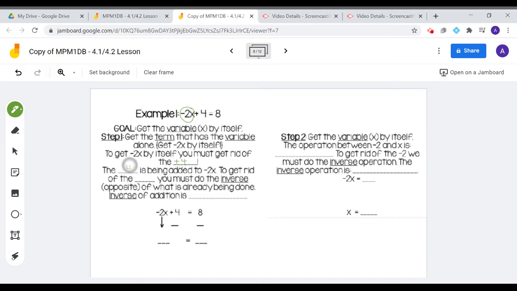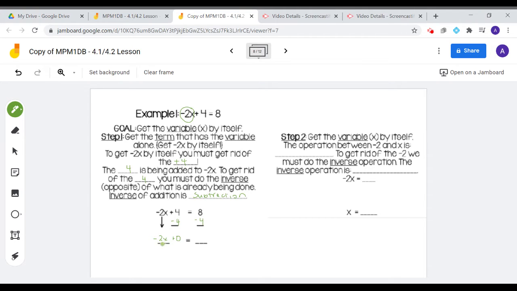That 4 is being added to negative 2x. So to get rid of the 4, I have to do the inverse or opposite of what's being done. The inverse of addition is subtraction. So if I take away 4 on both sides, if I take away 4 on the left-hand side, I'm going to end up with negative 2x plus 0.